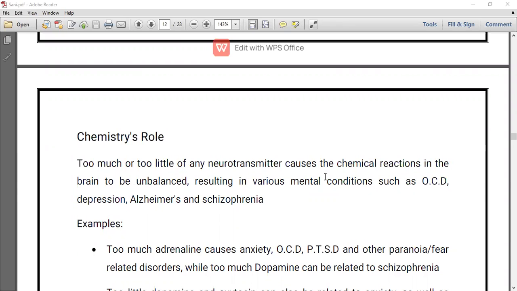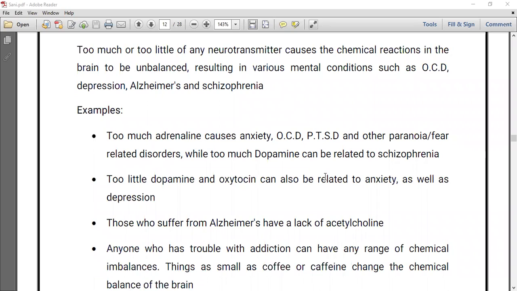Chemistry role: too much or too little of any neurotransmitter causes the chemical reactions in the brain to be unbalanced, resulting in various mental conditions such as OCD, depression, Alzheimer's, schizophrenia, dementia, and others, which are discussed below. These examples show how chemicals relate to our brain with a high and low dosage. Number one, too much adrenaline causes anxiety, OCD, PTSD, and other paranoia and fear-related disorders.